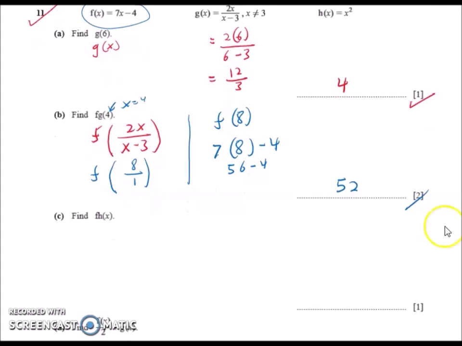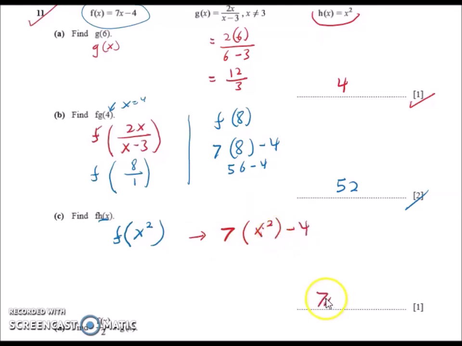And the next question here will be, I scroll up a little bit. Okay, so here you'll be having fh. H is your x square here. Substitute the h with this one. So the x square here, we got it from here. We just take this x square and substitute inside here. So you'll be getting 7x square minus 4, and your answer will be 7x square minus 4. This is your 1 mark, guys.